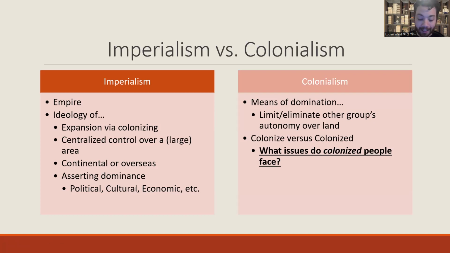So typically this means eliminating the people's sovereignty and autonomy over the land. So this sets up the dichotomy that is always in question when studying imperialism and colonialism: colonizer versus colonized. And what's important in learning about imperialism and colonialism is to ask, which is the question we're going to ask today, what issues do colonized people face? What are their experiences, and how does their history as a colonized group affect their present conditions?